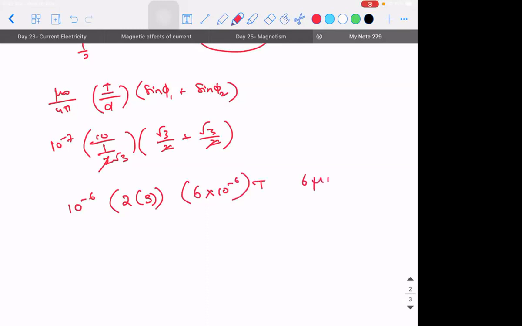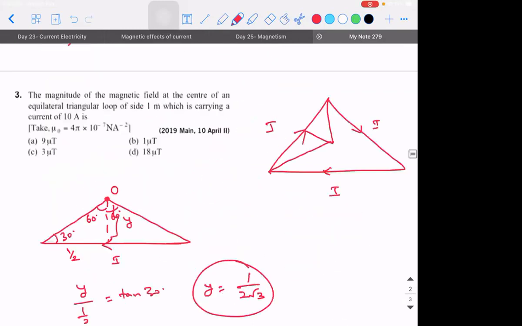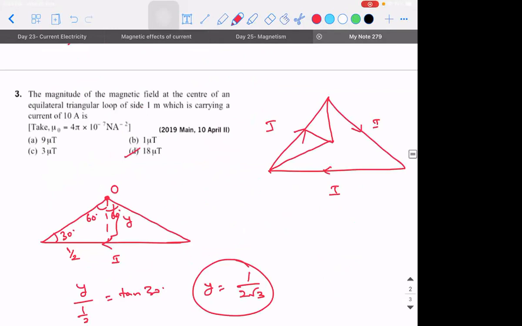Tesla, that is 6 micro Tesla. This is due to one side. All the three sides will have the same magnitude, so into 3. Answer is 18. Good thing it is not 6, we would have ticked it. So 18 micro Tesla is the answer.